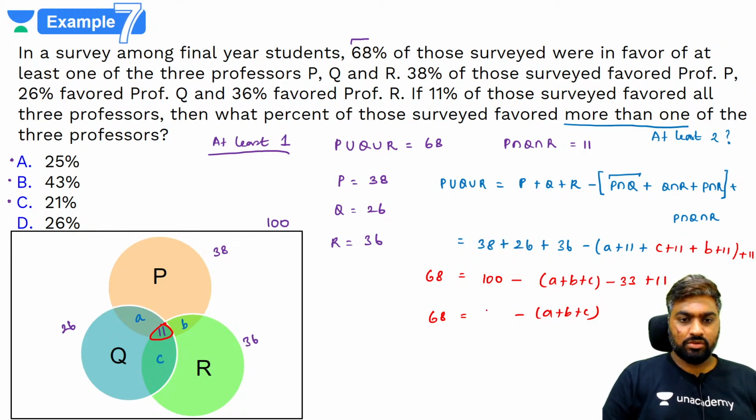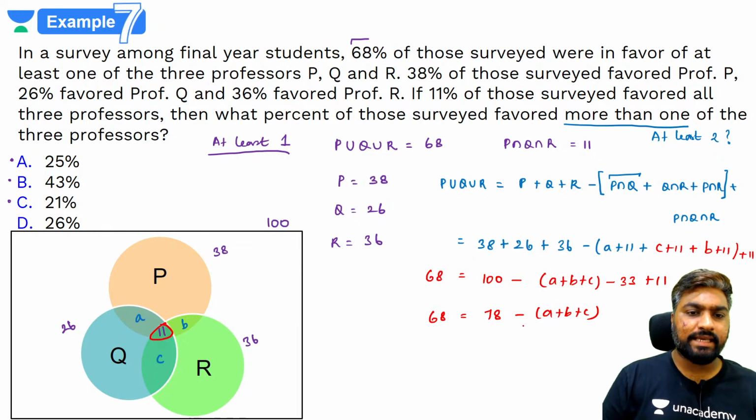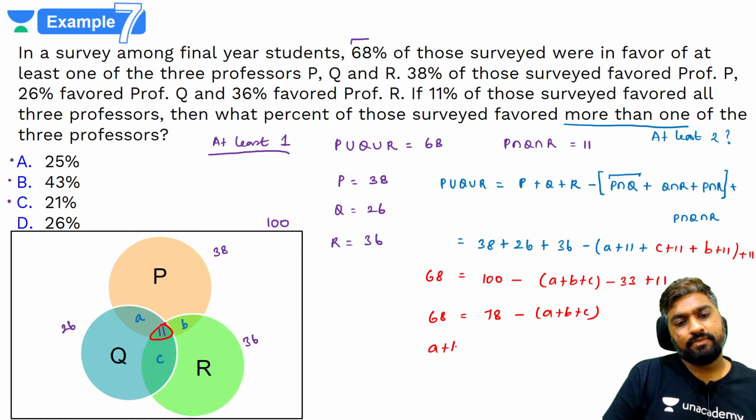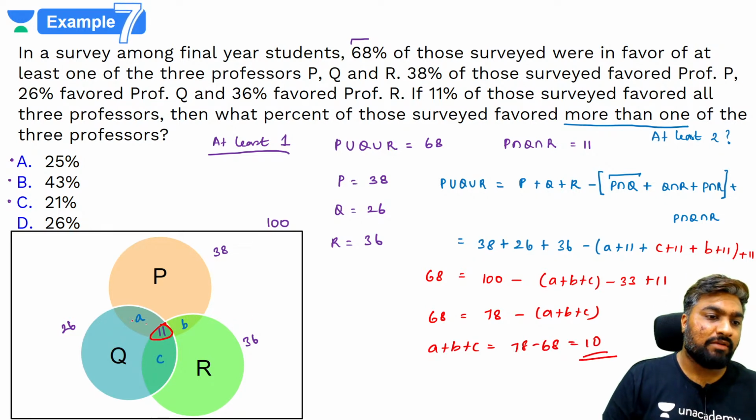22, 78 only. Okay, correct, that's right, let's go. So what is a plus b plus c? 78 minus 68, which is 10. So there are 10 people who have voted only for these two, only for these two, only for these two.